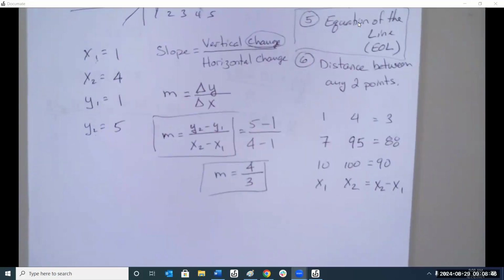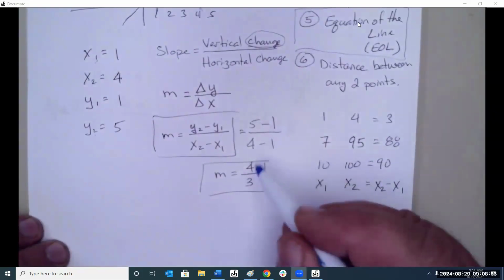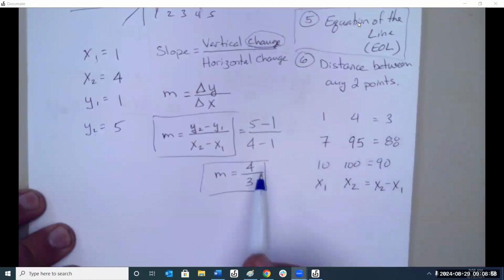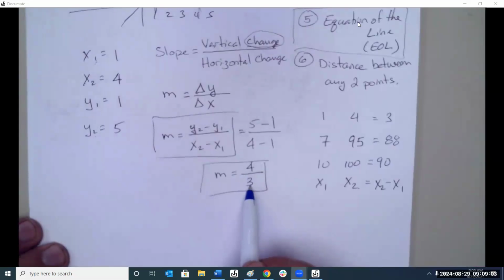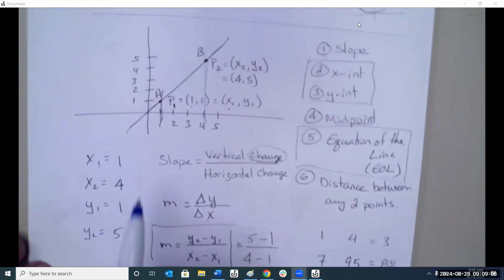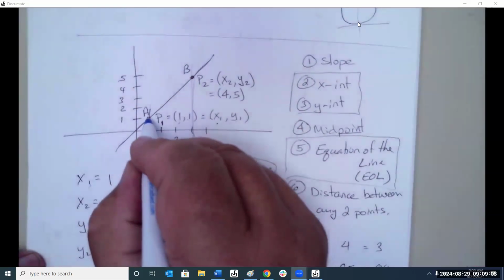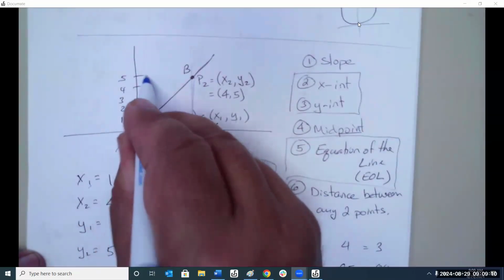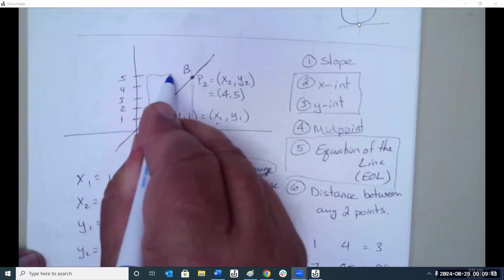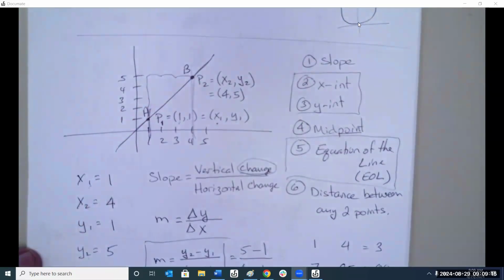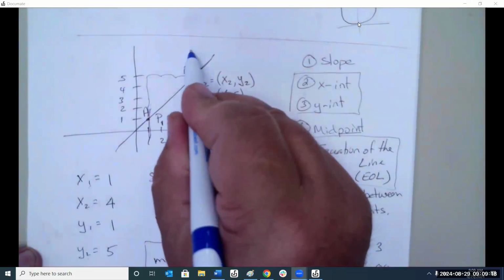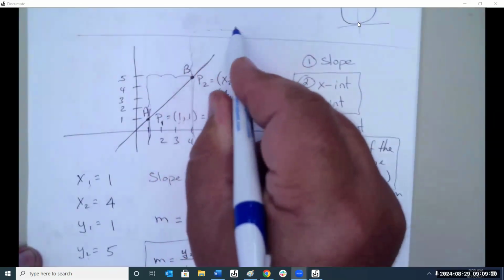Why? Exactly. I need to know the vertical and horizontal change. This fraction tells me a lot. Remember, the top is vertical, so if it's positive, it goes up. And the bottom is always positive, to the right. So from the first point, I go up 4: 1, 2, 3, 4, and over 3: 1, 2, 3. I get to my next point. And I follow the same thing: 1, 2, 3, 4, 1, 2, 3, and I've got the next point on the line.